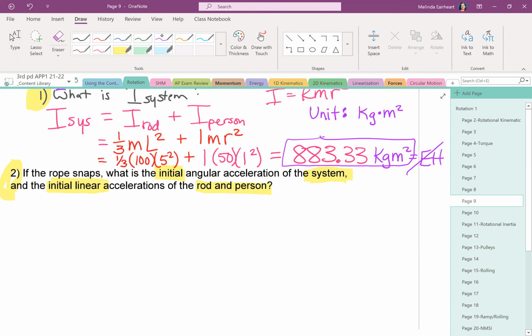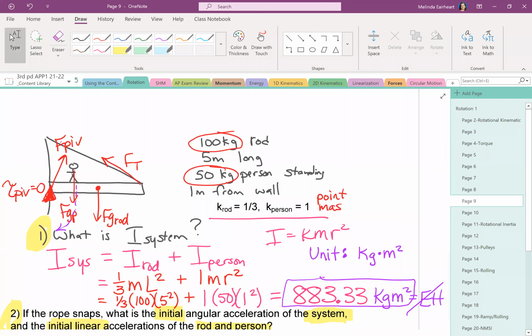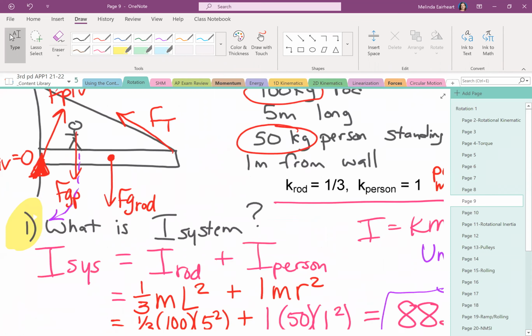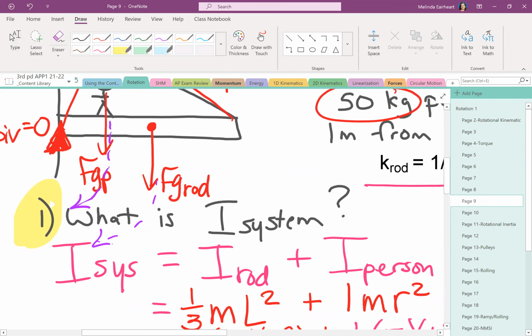And so rope is cut. Who or what force is going to have torque after the rope is cut? What force has torque after the string is cut? The 2 masses, right? Pivot still doesn't have torque. Tension's gone, like literally 0 is a force when you cut it. And so it's just the 2 gravitational forces, and thankfully they're in the same direction.